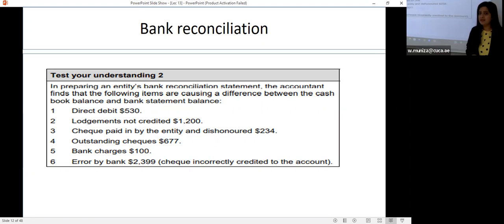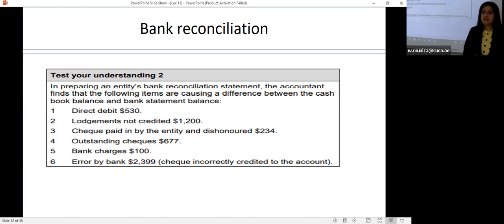These are timing differences. Outstanding lodgements or uncredited checks are going to be adjusted in the bank statement. Very good. So they are not going to be adjusted in the cash book. Then checks paid in by the entity and dishonored. Dishonored checks. Very good. In the cash book, we are going to adjust. Outstanding checks. The other name for outstanding checks is unpresented checks. Where do we adjust them? Very good. In the bank statement.